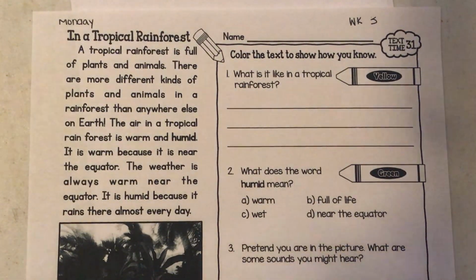A tropical rainforest is full of plants and animals. There are more different kinds of plants and animals in a rainforest than anywhere else on Earth. The air in a tropical rainforest is warm and humid. It is warm because it is near the equator. The weather is always warm near the equator. It is humid because it rains there almost every day.